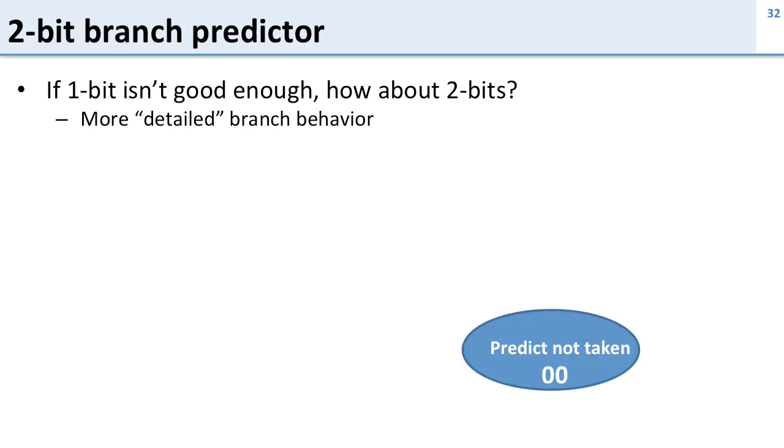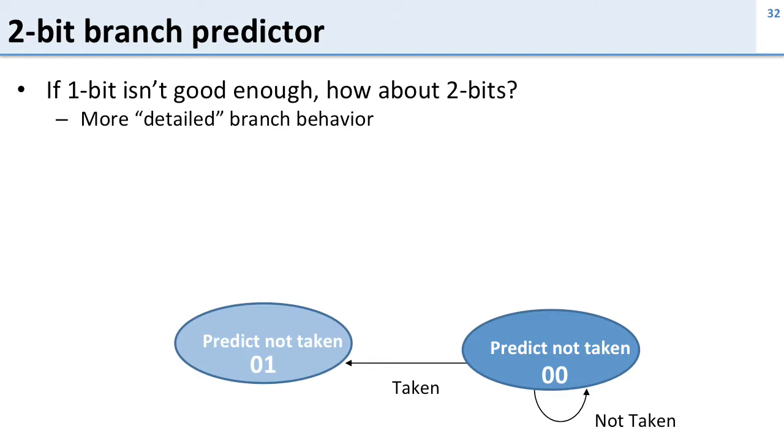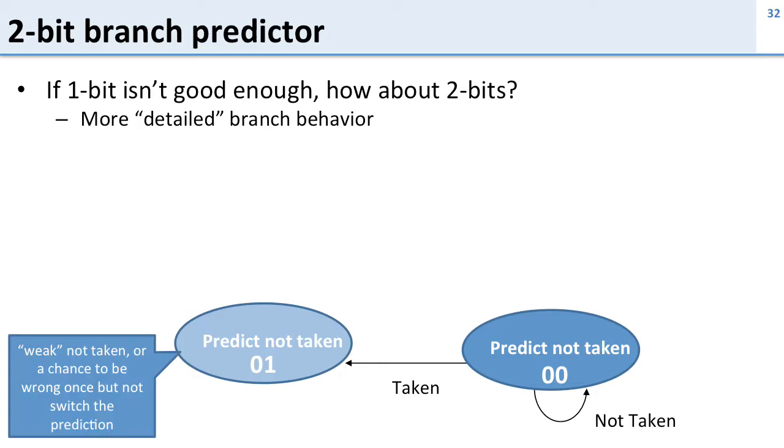So here's a 2-bit branch predictor. We're going to have a predicted not taken state, so that's 0, 0. And if we're not taken, we stay there. But if we see a branch that is taken, we're now going to go to another state. We're going to go to the 0, 1 state, but we're going to still predict the branch is not taken. So this other state here is a weak not taken state. It's basically a chance to have one branch predicted incorrectly, but have us still think that it's likely the next branch is going to be not taken.